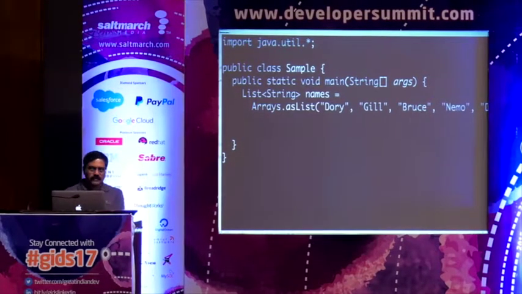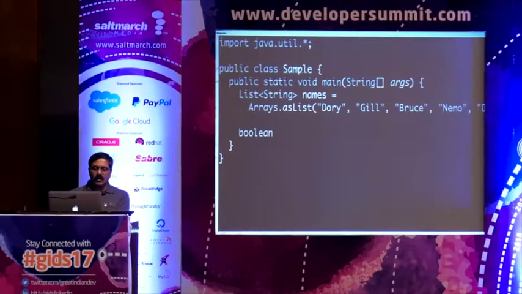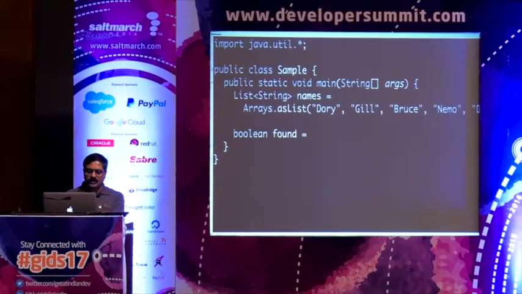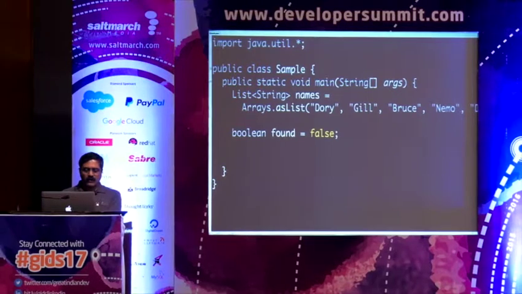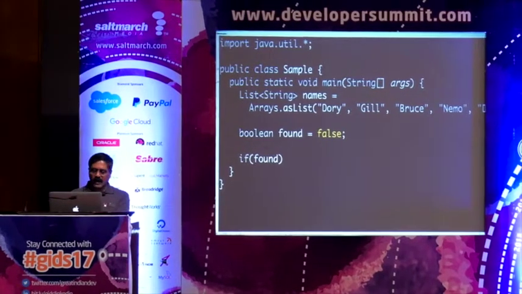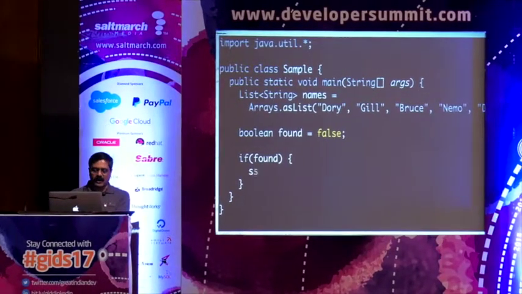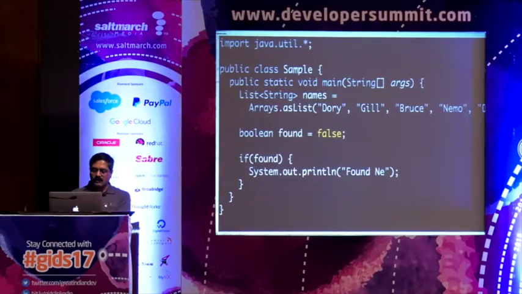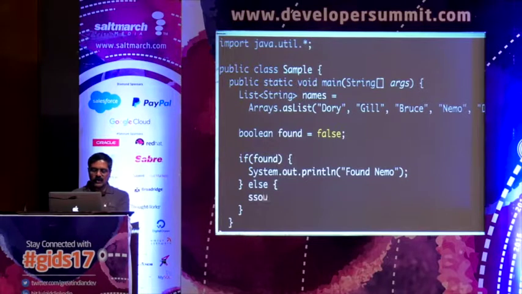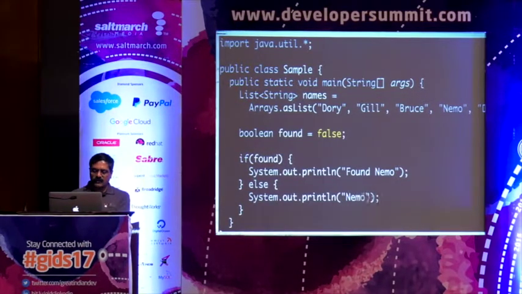So how would I go about doing this? Well, we're used to the imperative style. So you would start with a Boolean, and you would say found is equal to false to begin with. And then, of course, if found, at the very end you can say proudly, we found Nemo. Well, if it's not found, of course, you could then say else, and then you could output, Nemo not found.